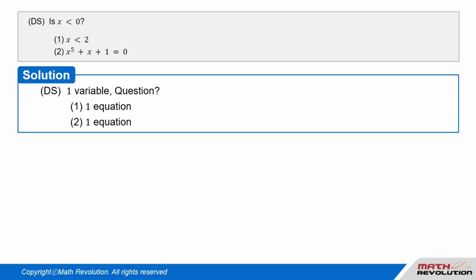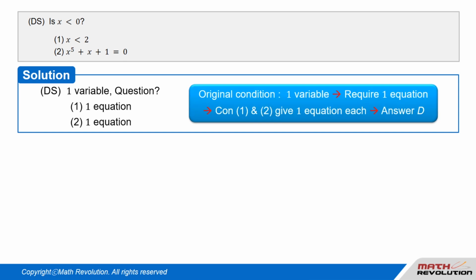Let's look at the DS question with one variable in the original condition. Now, one variable would generally require one equation to find the value of the variable. We know that each condition should give us an equation, and each equation should be able to give us the value of a variable. So, each condition should be sufficient independently, and we should logically get the answer D. Remember, the most likely answer is D if there is one variable in the original condition.